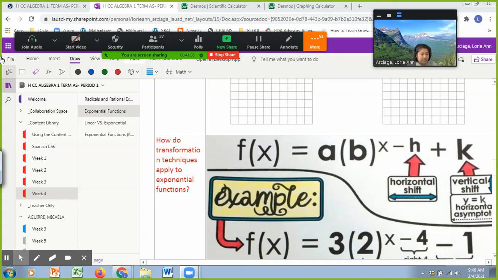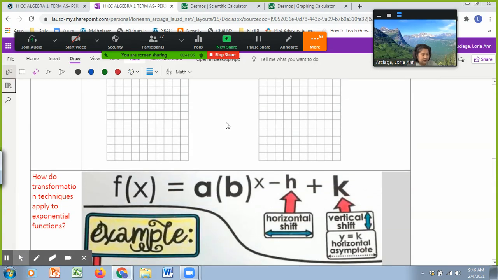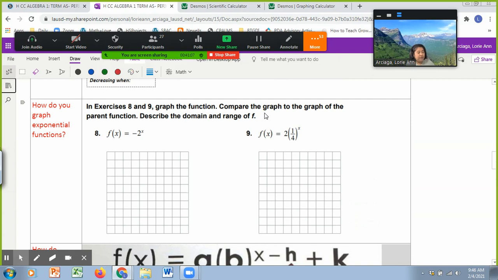All right, so let's look at this one. So you have to practice graphing. Graph the function and compare the graph to the parent graph, which is y is equal to 2^x. And then describe the domain and range of that. How do you do that?